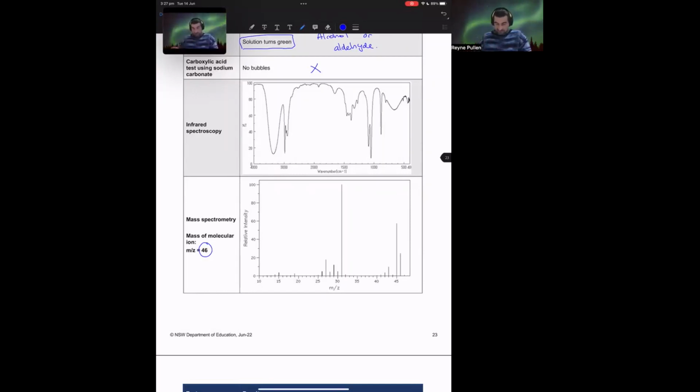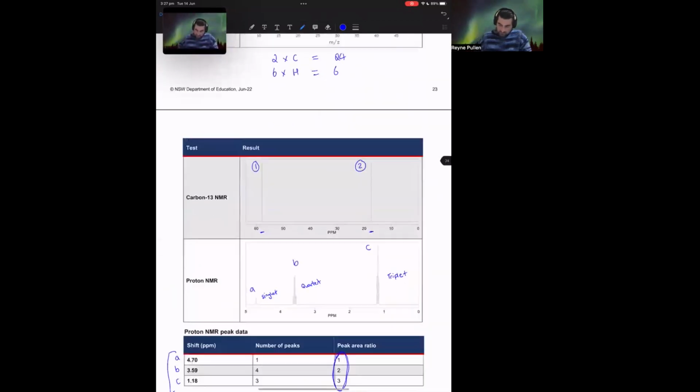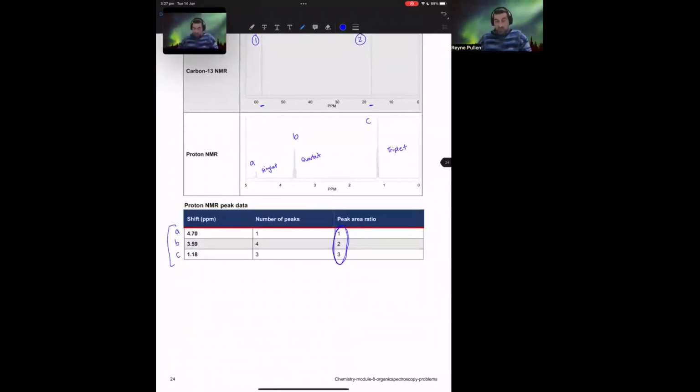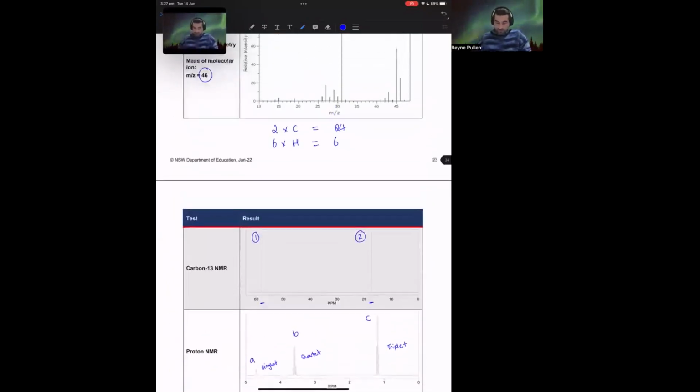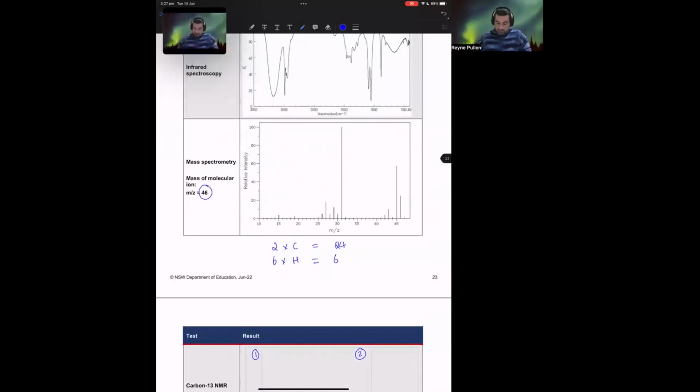Assuming the simplest case, we know that we have 2 carbons, which would be a total of 24 to account, right? 12 each. We know that we have a total of 6 hydrogens, which would be 6. All right, and we get that from that idea of the peak area ratio. So we're taking the simplest route, we're assuming that this is the number. And that brings us to 30.